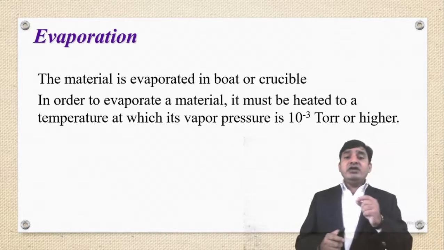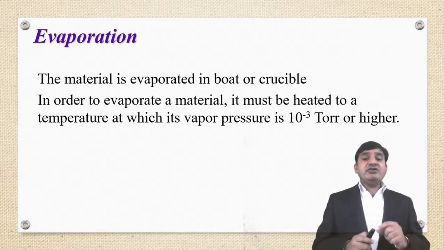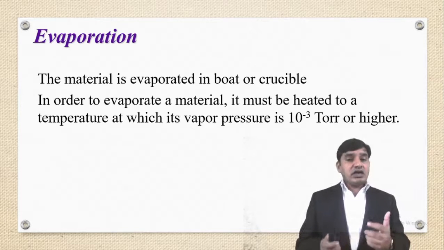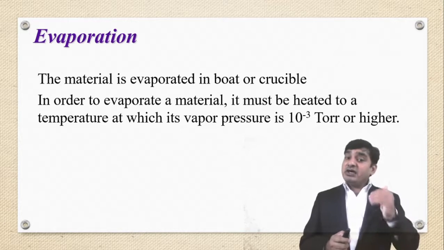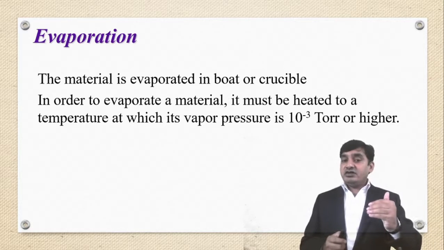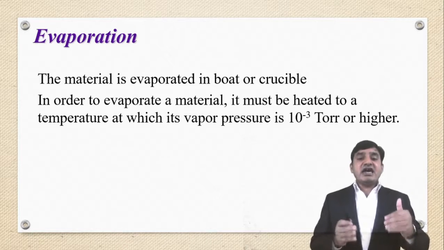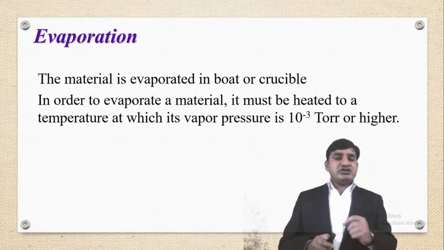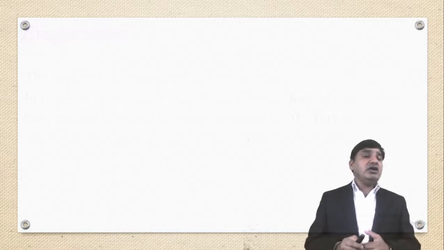In order to evaporate the material, it must be heated to a temperature at which the vapor pressure is 10 raised to minus 3 torr or higher. The material is heated up to the melting point, and this process is carried out in a vacuum chamber in which the vapor pressure is about 10 raised to minus 3 torr, or it may be higher.